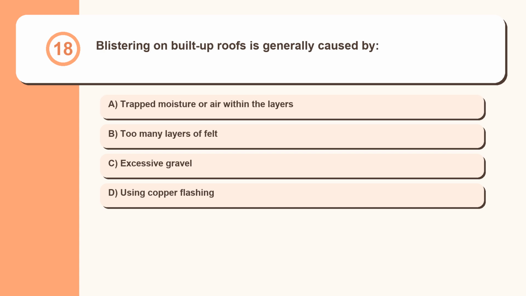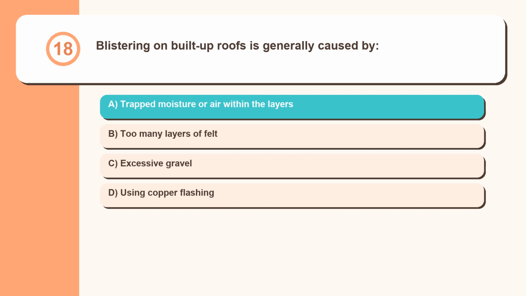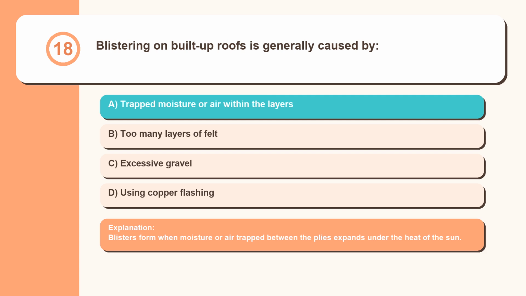Question 18. Blistering on built-up roofs is generally caused by trapped moisture or air within the layers, too many layers of felt, excessive gravel, using copper flashing. Blisters form when moisture or air trapped between the plies expands under the heat of the sun.